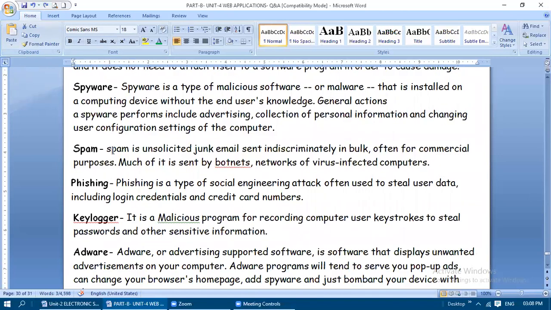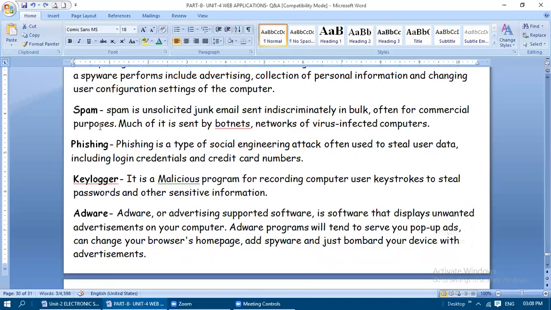Okay. Next is spam. Spam is unsolicited junk mail sent indiscriminately in bulk. That is, mails will be received in bulk in your mailbox, often for commercial purposes. Much of it is sent by botnets, networks of virus-infected computers. So wherever virus-infected computers are there in the network, from those computers we will receive this kind of bulk mails. Okay.